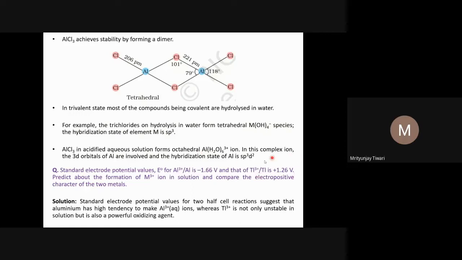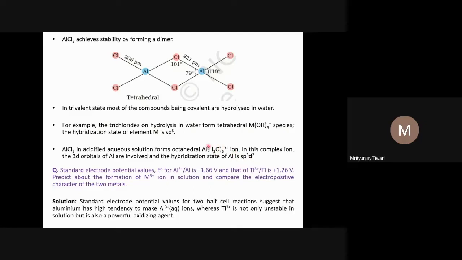So in this complex ion, aluminium forms a complex with 6 water molecules. The oxygen of water has a lone pair, and it will provide its lone pair to the empty orbital of aluminium in octahedral symmetry. An octahedral complex will be formed. In this complex ion, the 3d orbitals of aluminium are involved, and the hybridization state of aluminium is sp3d2.